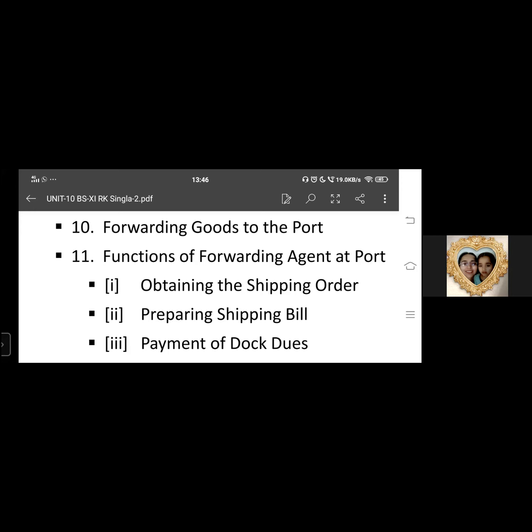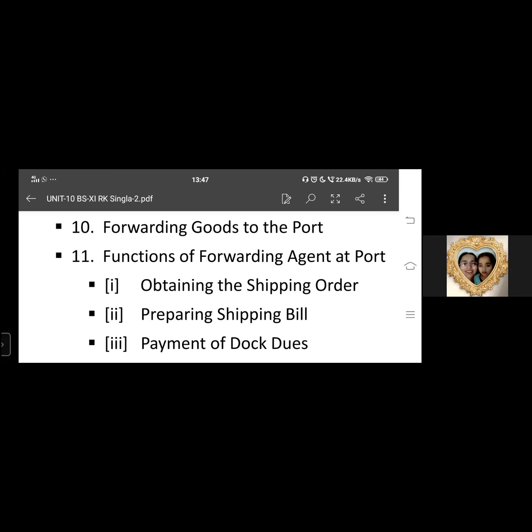Third point is payment of dock dues. Permission of dock authority is required to carry the goods to the port to load them on the ship. Dock officers jo hai wo permission denge only after the payment of the dock dues. Jab dock dues clear ho jayenge uske baad permission milegi.